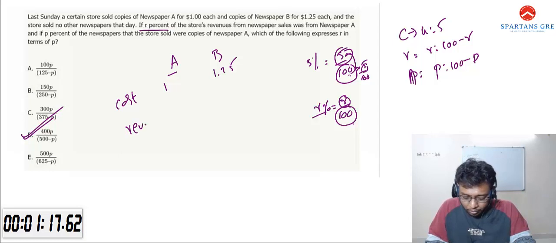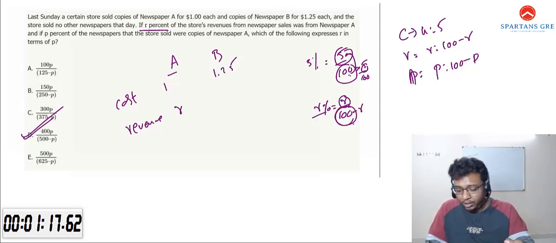So this is the revenue. I'm writing revenue here. From newspaper A, the revenue is R, then revenue from B will be 100 minus R, because I considered my total store's revenue is 100, because he said R% of the revenue of the whole sales is from A, right? So R% of the whole sales, R percent means R by 100. So R percent of the whole sales.